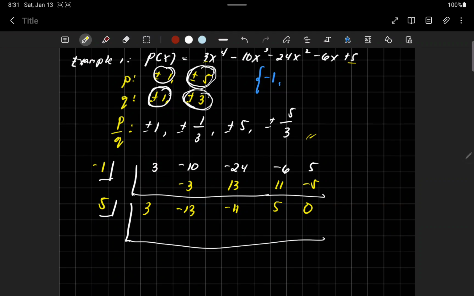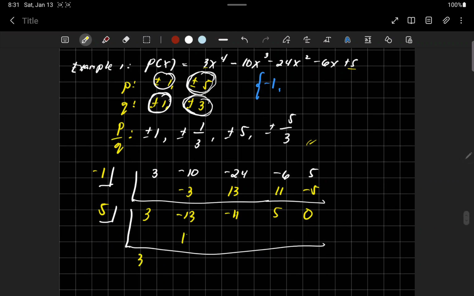So, bring down 3. 3 times 5 is 15. Again, dito tayo kumukuha ng nilalagay natin dito sa synthetic division natin. Hindi tayo nanghuhula ng number dito. Okay? So, negative 13 plus 15 is 2.